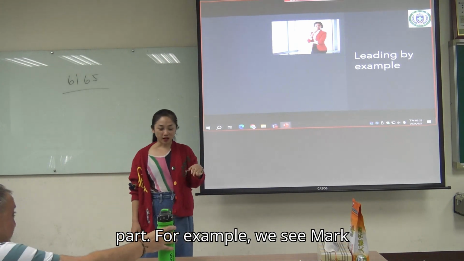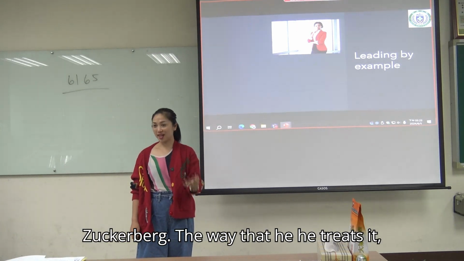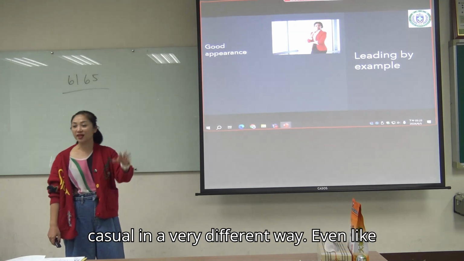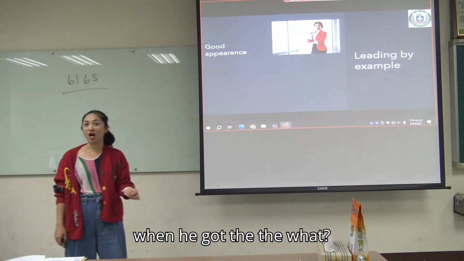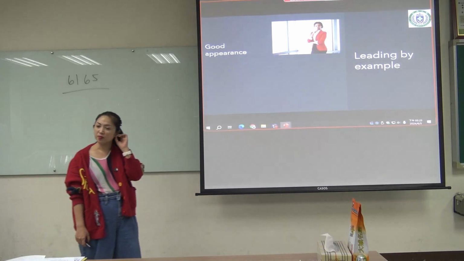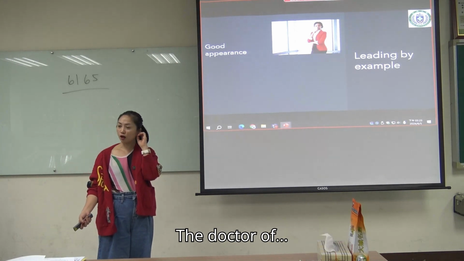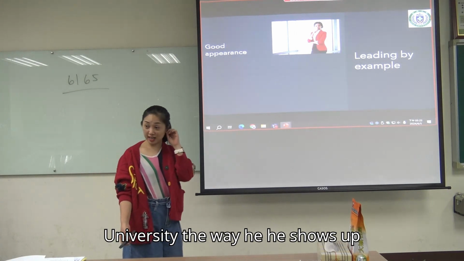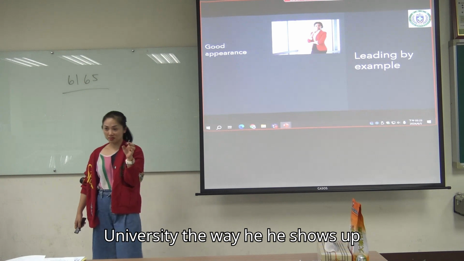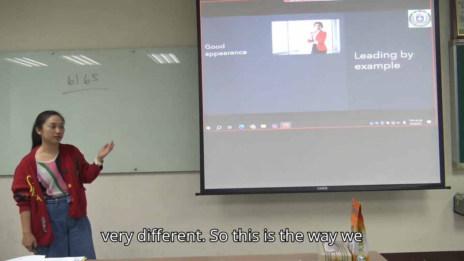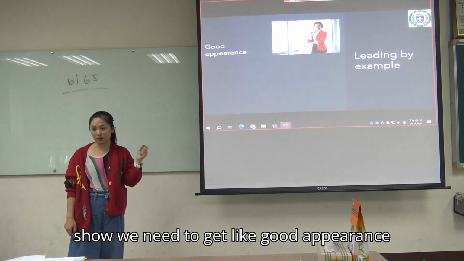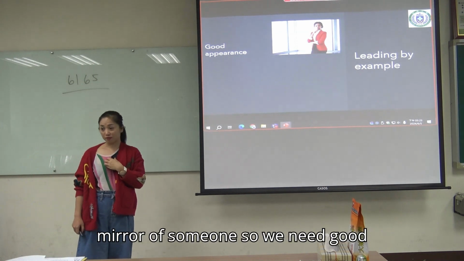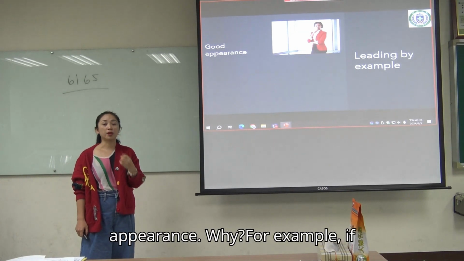For example, we see Mark Zuckerberg, the way that he dresses. People say it's casual. However, it's casual in a very different way. Even when he got the Doctor of Honor from Harvard University, the way he shows up is very different. So this is the way we show. We need to have a good appearance, especially because we are the mirror of someone. So we need good appearance.